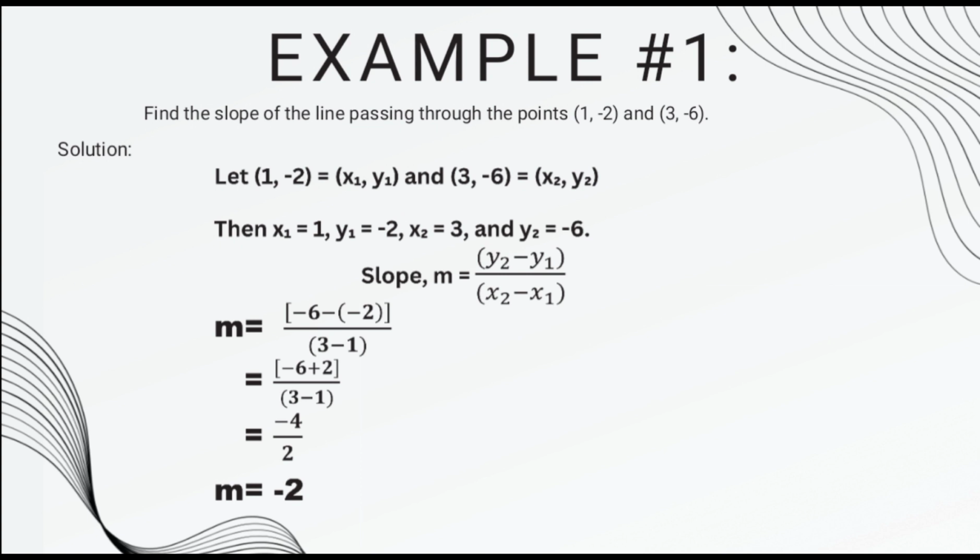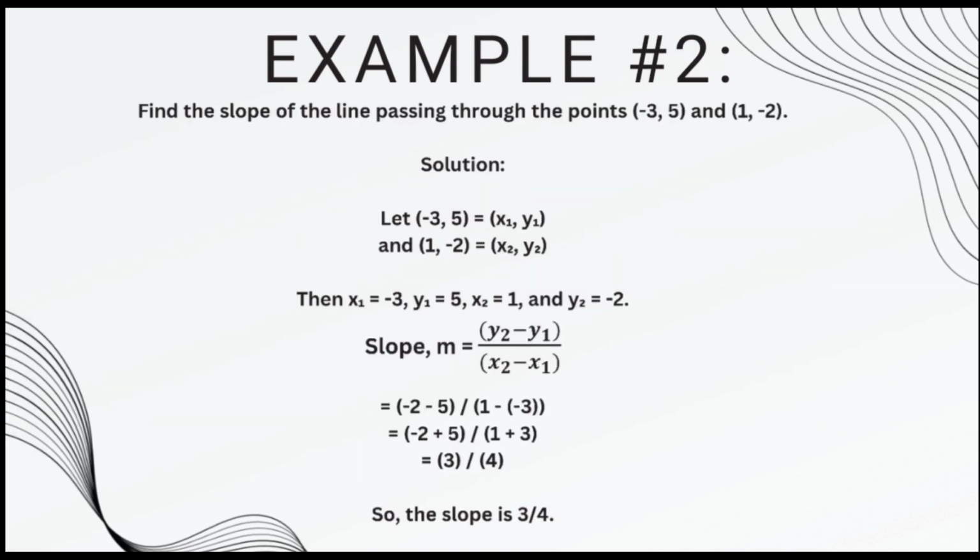Now we're going to distribute the negative sign. So it will be positive 2 already. So it will be negative 6 plus 2 over 3 minus 1. And negative 6 plus 2 is negative 4 and 3 minus 1 is 2. And now we're going to divide it. So it will be negative 2. Therefore, the slope of a line passing through the points 1 and negative 2 and 3 and negative 6 is negative 2.